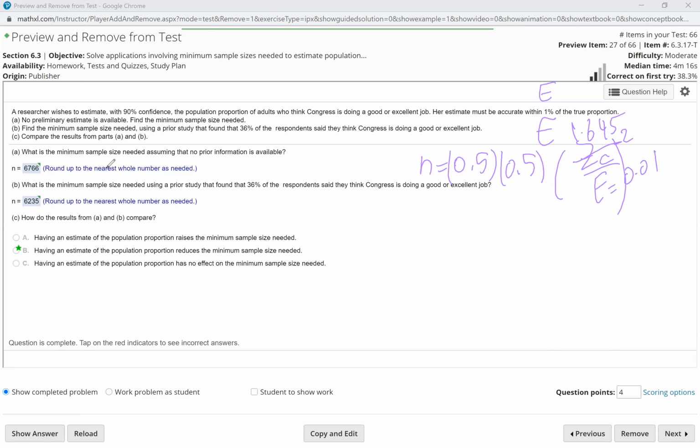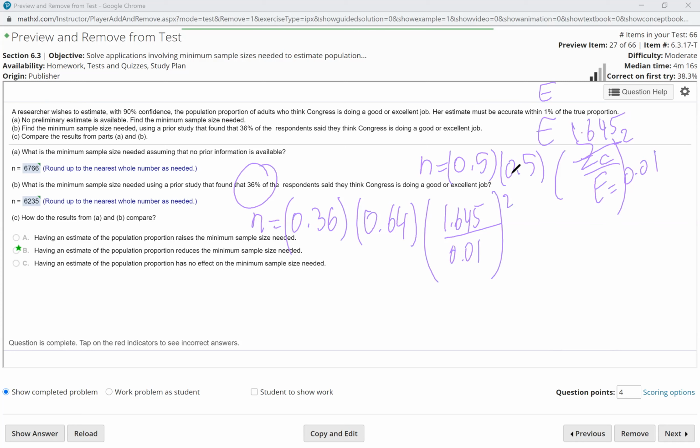Now, what is the minimum sample size if a preliminary estimate is available? So we know that P hat is 36%. So the formula, guys, will be 0.36 for P hat. What is Q hat? It will be 0.64 times 1.645 divided by 0.01 squared, and round up. All right, next.